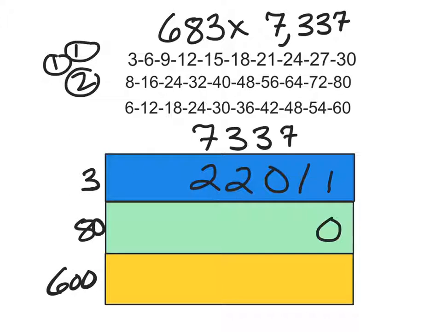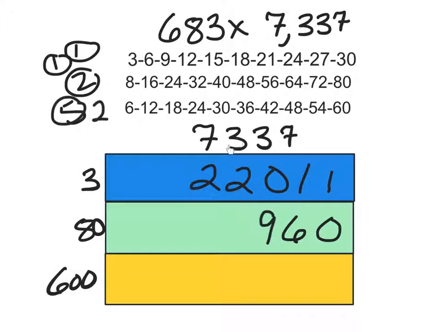Drop that 6, carry that 5. And move along. And we got 8 times 3. 1, 2, 3 gives you 24. Plus this 5 here is going to give you 29. I'm going to drop the 9, carry the 2, and move along, my friends.